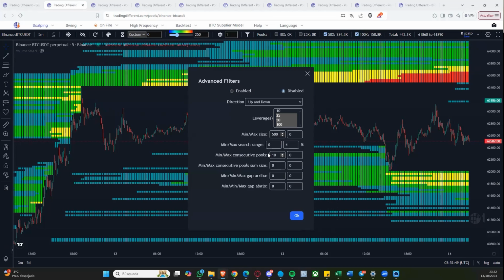I also tell it that there must be at least 10 consecutive pool lines as a minimum. I can set those consecutive lines to have a maximum size. I can also define a gap, that is, a zone without liquidity or black zone. This gap can be set with a minimum and maximum both above and below. I will not apply a gap in this case. I will leave it as is to see a concrete example. When you activate it, you will see that the rest of the graph darkens, leaving only certain areas illuminated.